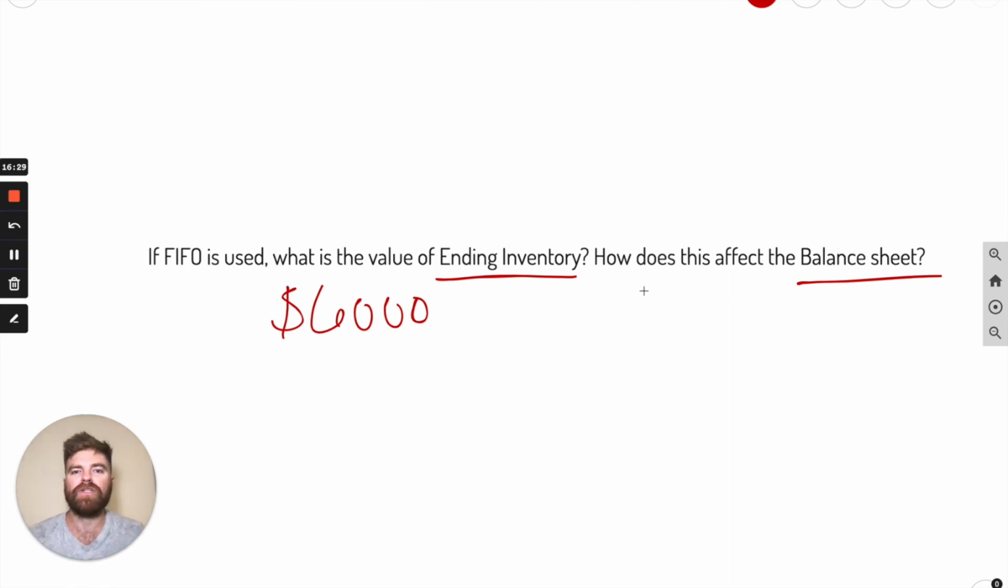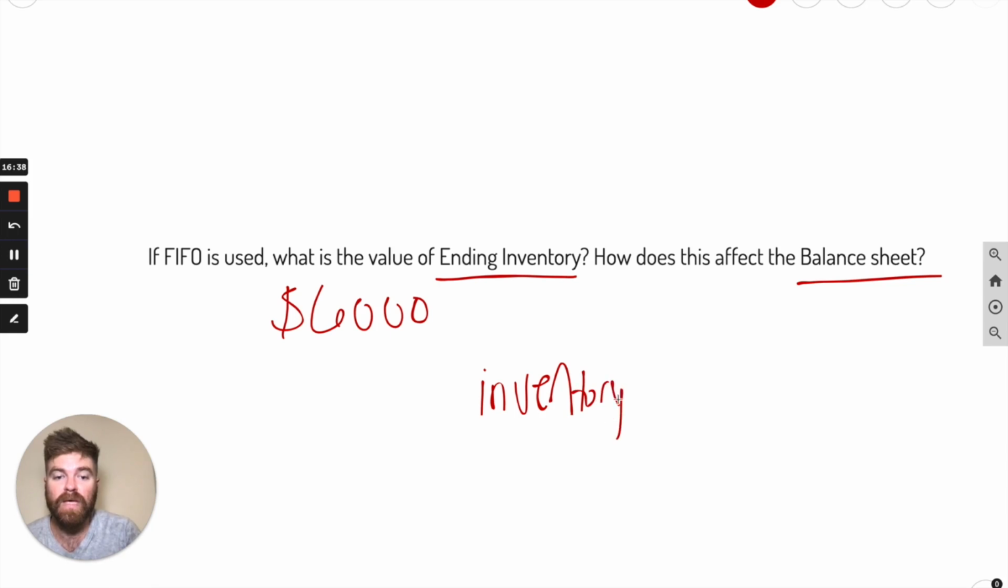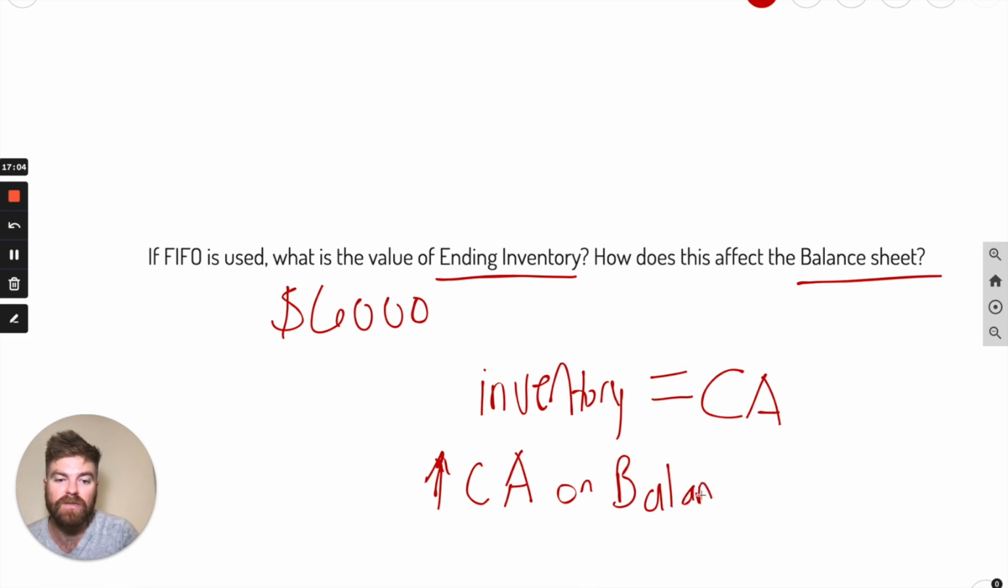Now, how does this affect the balance sheet? Well, it's ending inventory. So where does it go on the balance sheet? Well, inventory is a current asset. I'll just call it CA, current asset, right? That is a short-term asset. It goes on your balance sheet in the assets section. So what does this do? It increases your current assets. That's an arrow. Increases current assets on the balance sheet. All right, and we finished that there.